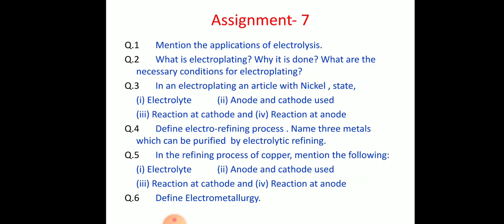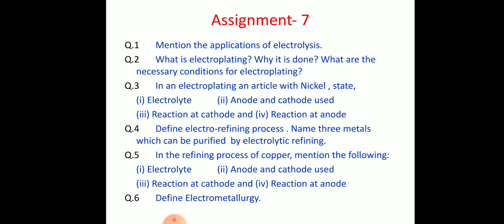Now, today's assignment number 7. Question number 1, mention the applications of electrolysis. Question number 2, what is electroplating? Why is it done? What are the necessary conditions for electroplating? Question number 3 is, in electroplating an article with nickel, state the following: electrolyte used, anode and cathode used, reaction at cathode and reaction at anode.